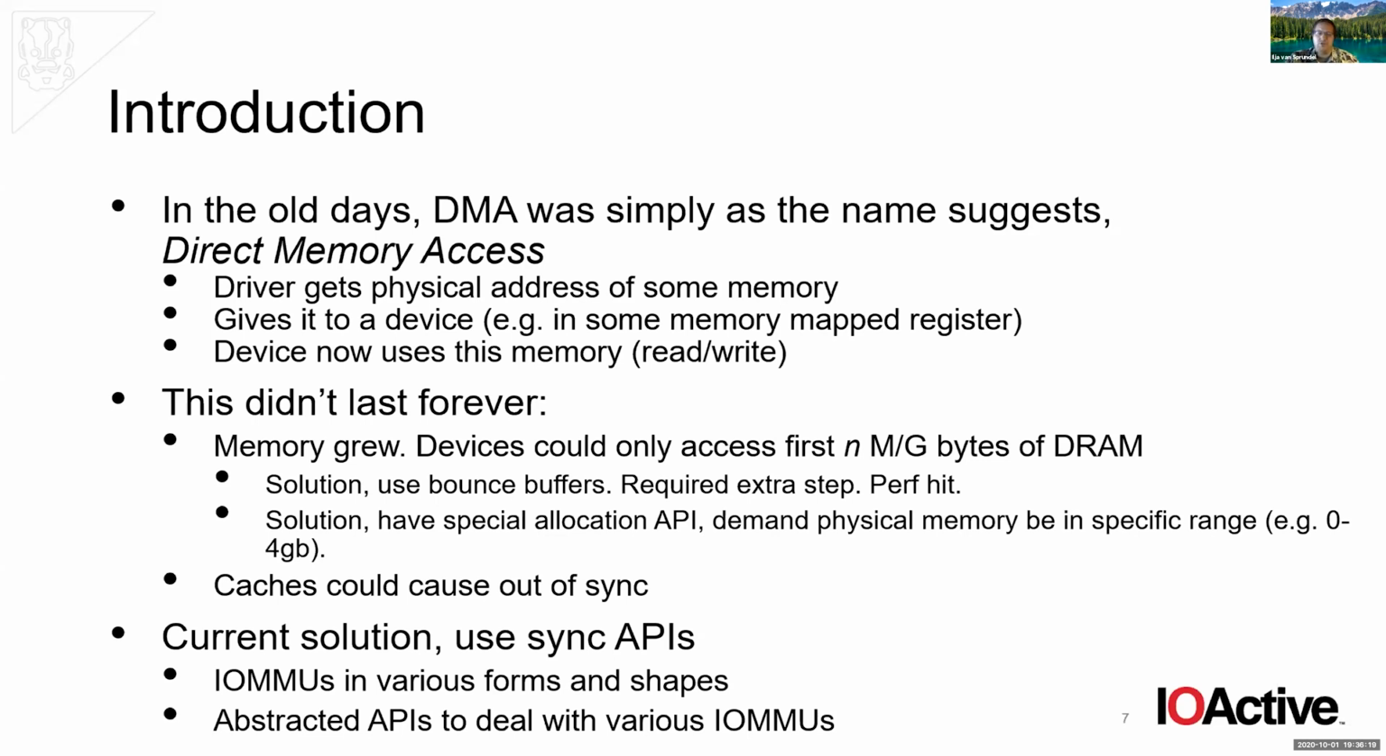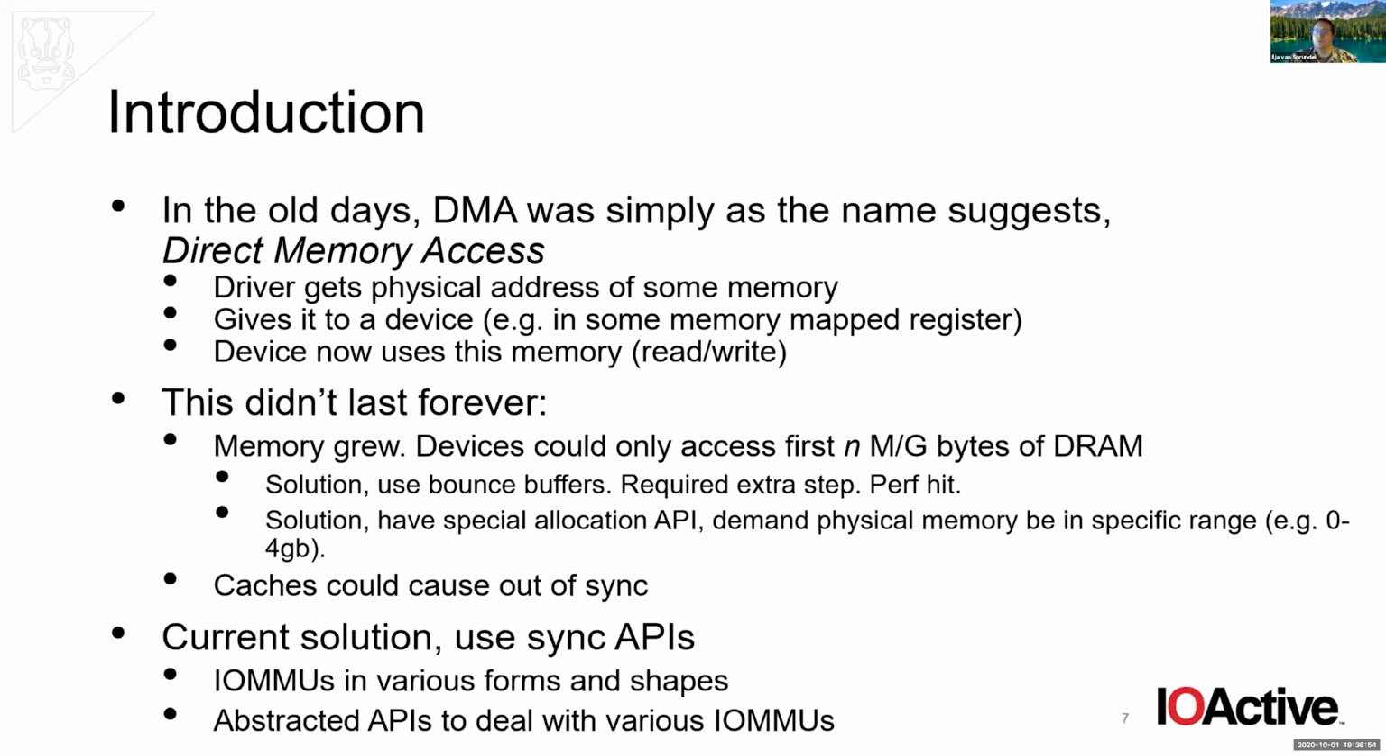But some issues do come up. Memory grew, and older devices were not always able to deal with that. For example, old ISA devices can only access 24 bits, so the first 16 megs or so of DRAM. If you have a machine that has more than that, which most machines do these days, that could be a problem. The same kind of issue showed up once we had more than 4 gigs of DRAM. There's lots of hardware out there that can only access the first 4 gigs of DRAM, and so that became a problem.